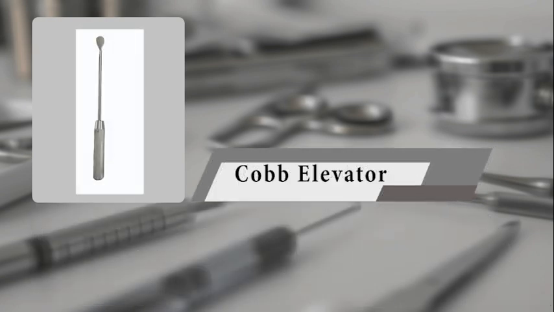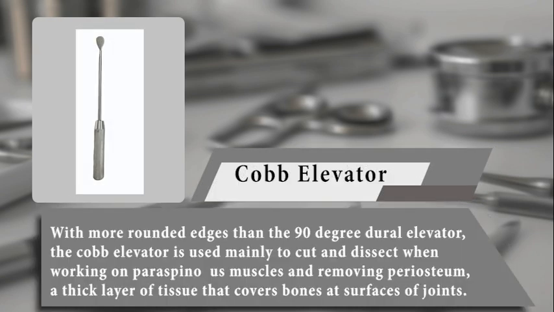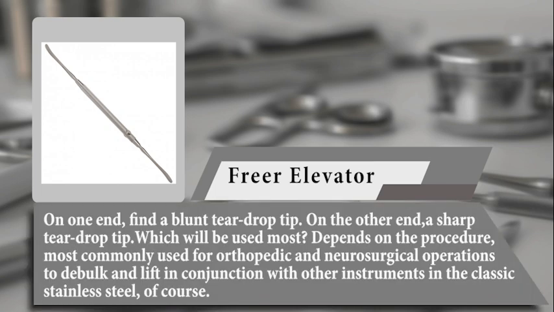Cobb elevator. With more rounded edges than the 90-degree dural elevator, the Cobb elevator is used mainly to cut and dissect when working on paraspinous muscles and removing periosteum, a thick layer of tissue that covers bones at surfaces of joints. Freer elevator. On one end, find a blunt teardrop tip.